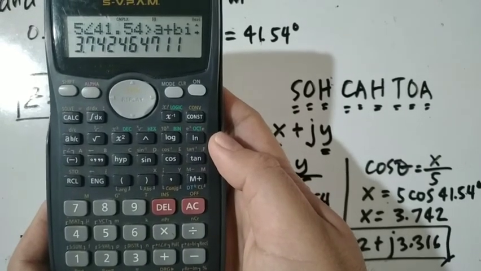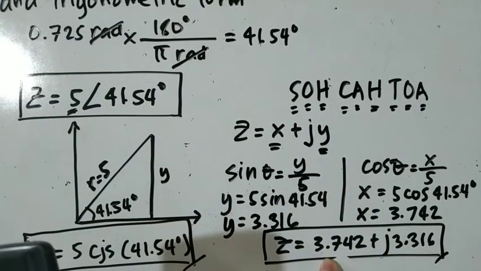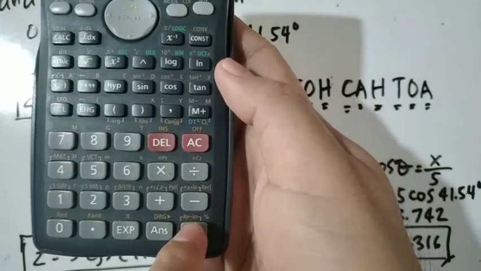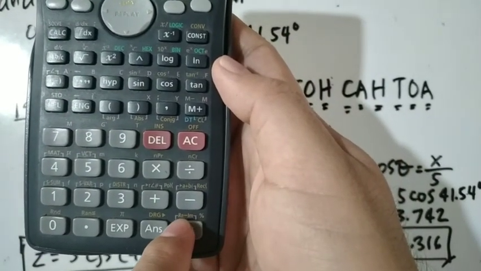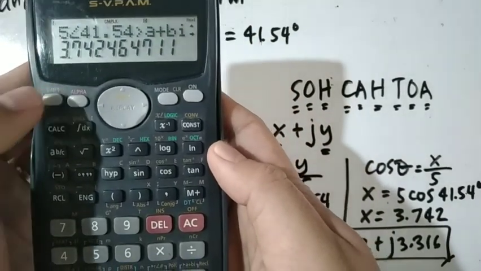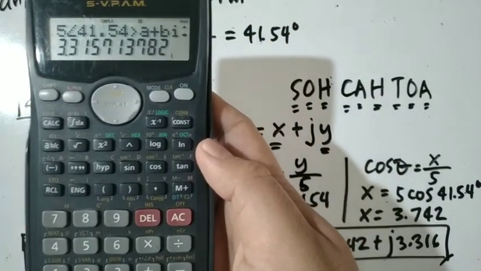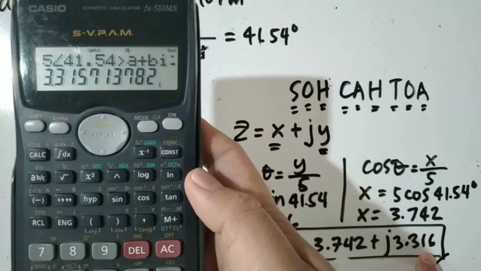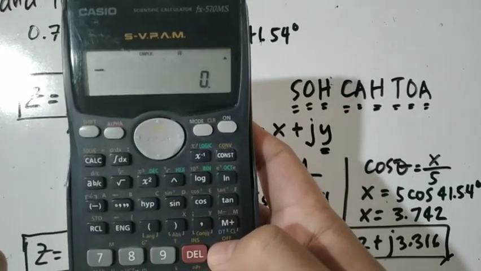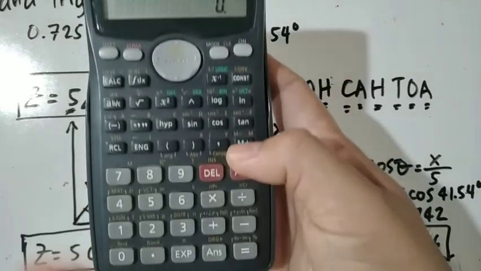So we have 3.74 for the real part, as you can see. And then for the imaginary part, you need to press again, as you can see here, real to imaginary. So the imaginary part now, you press shift and then imaginary part. So 3.3157.